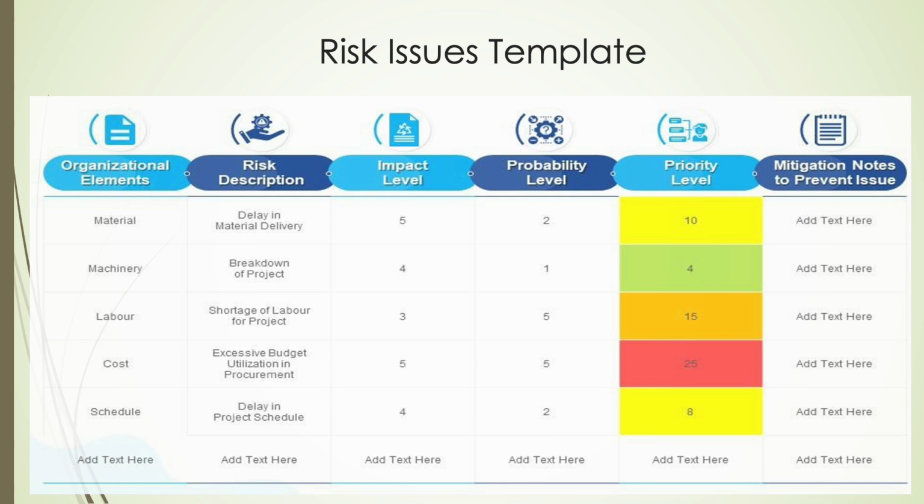To mitigate these risks, proactive measures are essential. Strategies could include diversifying suppliers to prevent material delays, scheduling regular machinery maintenance, securing labor agreements in advance, enforcing strict procurement controls to curb budget overruns, and implementing milestone-based project tracking to manage schedule risks. Addressing these risks early supports smoother project execution and minimizes potential disruptions.